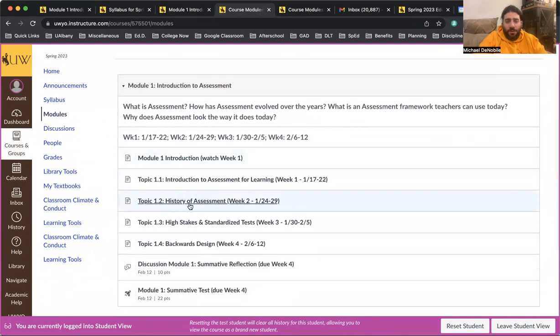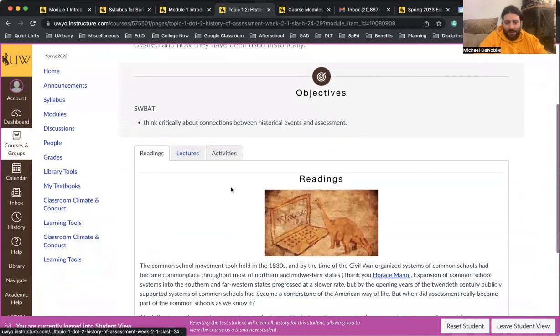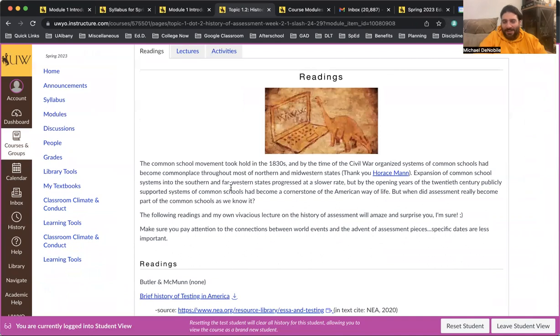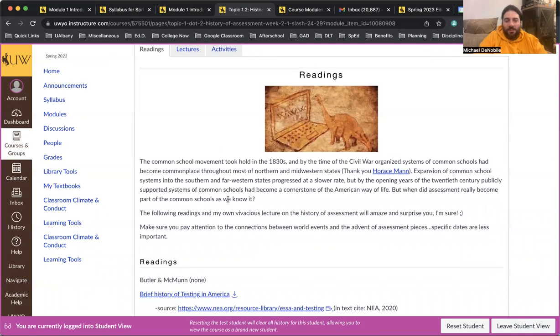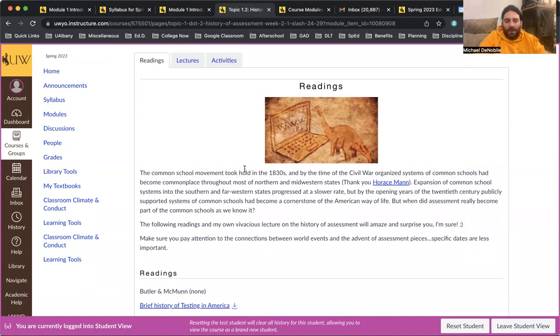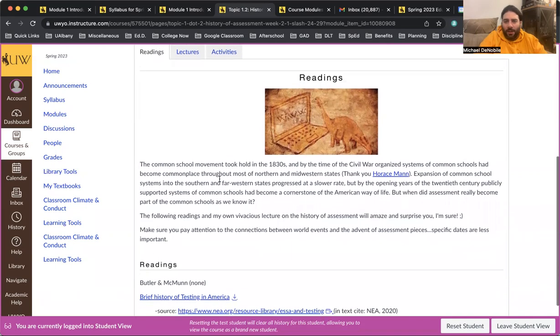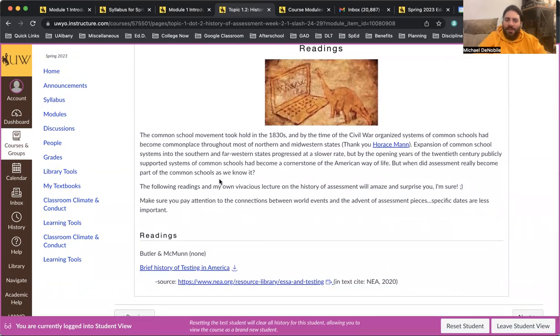I'm going to bring you now topic 1.2, which is the second week of the course. History of assessment. Always got to dig into the history to figure out how we got where we are today. So we're going to look back at the common school movement, which is also like the public school movement, looking at Horace Mann, who was the leader of that movement, and how assessment built its way up into modern education and how we know of it today.